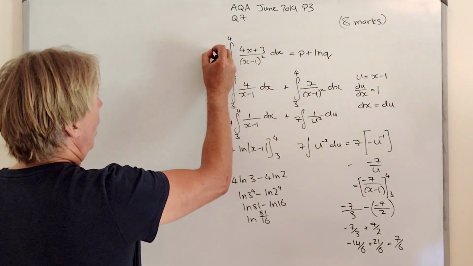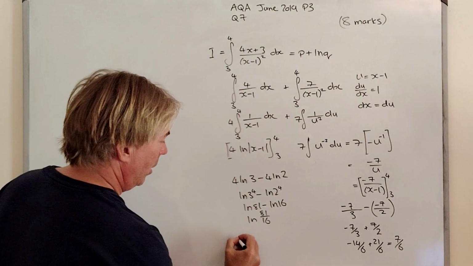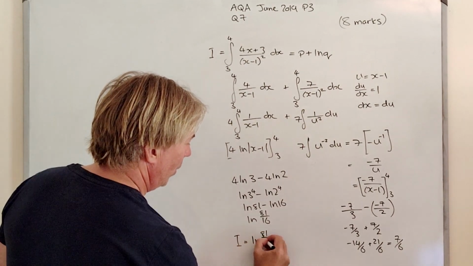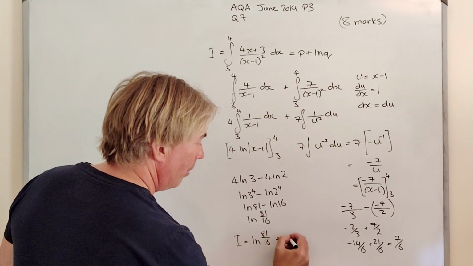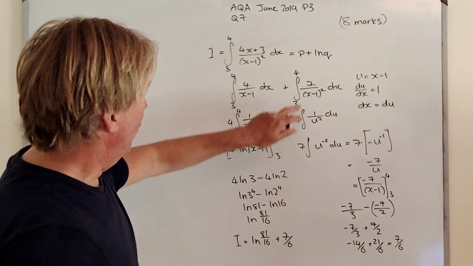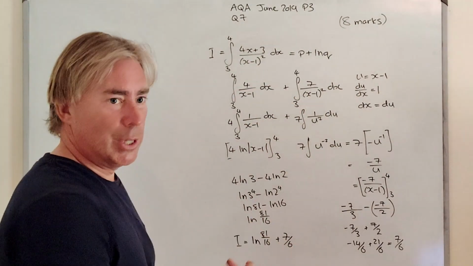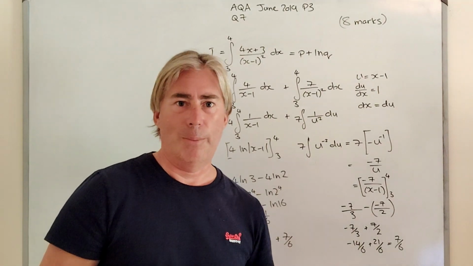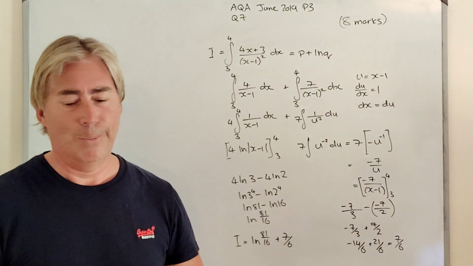So our integral, I'm just going to call that I, is simply going to be equal to ln 81 over 16 plus 7 over 6. So I've got the right form, obviously just the other way around. So that was a pretty full-on 8 marks, and the last part, 5 marks, was difficult. Okay, thanks.